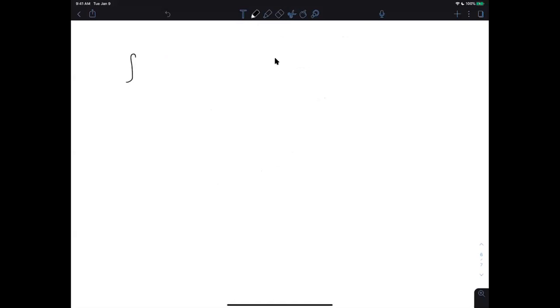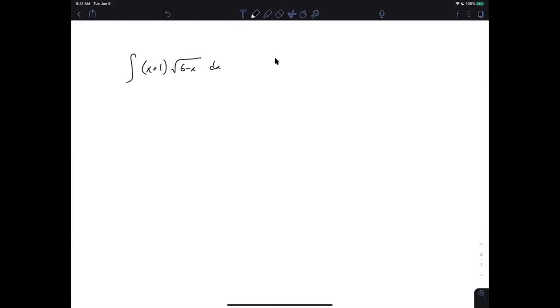Sure. My last question would be the antiderivative of x plus 1 times root 6 minus x dx. Okay, is the x plus 1 in parentheses? Like that? Yes, exactly like that. Okay, cool.